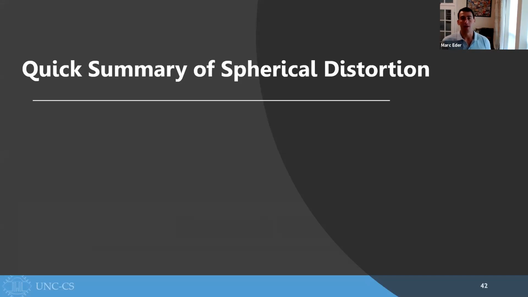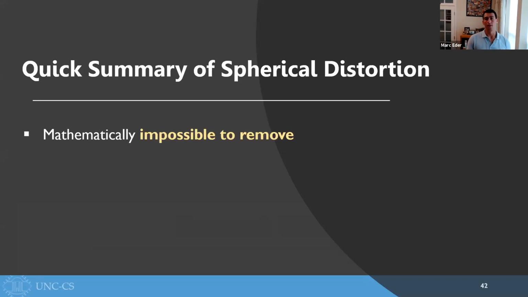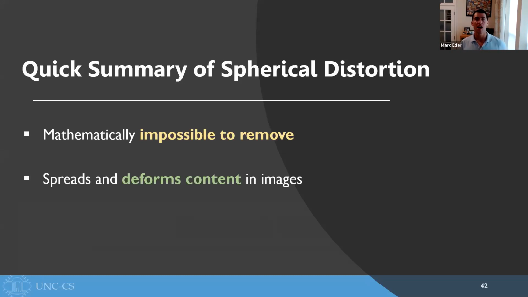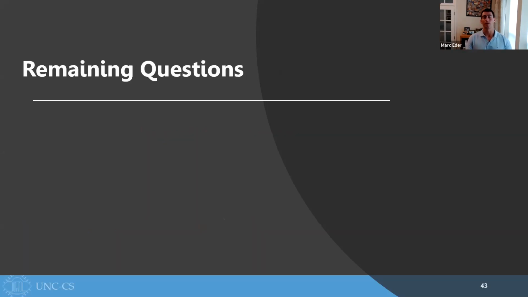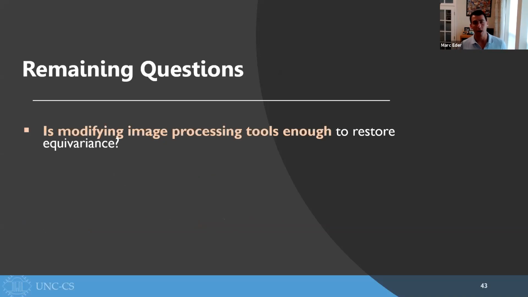Before we get into all that, though, let's do a quick recap of spherical distortion. So basically, it's mathematically impossible to remove. And it works by spreading and deforming content in the image. And this disrupts the translational equivariance that is critical to CNN and feature matching and other algorithm functions. And there's some remaining questions that haven't really been answered. One I just mentioned, is modifying the image processing tools enough to restore equivariance? Something like a location-dependent convolution, does that go far enough? What about the content deformation? If we're just changing where we sample, does that fully handle the fact that what we're sampling is deformed?